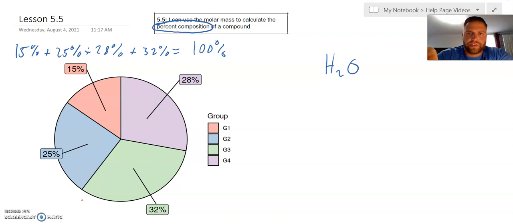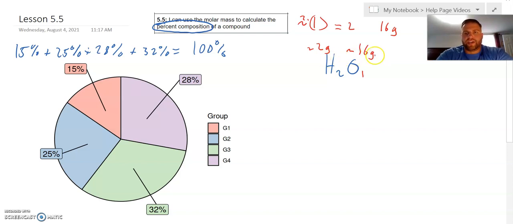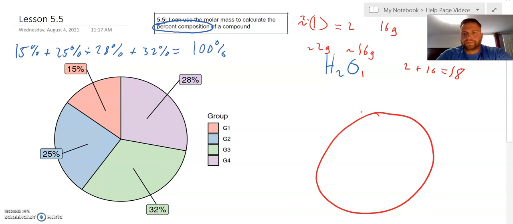So every hydrogen weighs approximately 1 gram, and there's 2 of them. If we multiply 2 by 1, that gives us roughly 2 grams. Every oxygen weighs about 16 grams, and there's only 1 of them. So this oxygen weighs 16 grams. I can add both of these numbers together, 2 plus 16, and get a total of 18, and draw a pie chart. This is telling me that this entire pie chart, instead of 100%, is equal to 18 grams.